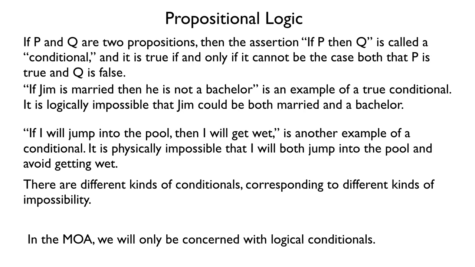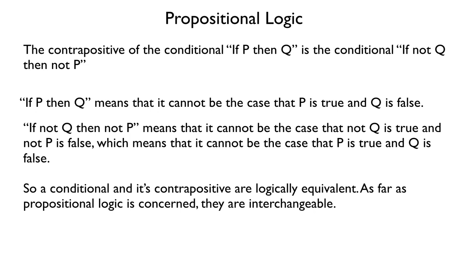Now, the contrapositive of the conditional if P then Q is the conditional if not Q then not P. Notice that we reverse the order of the P and the Q and we put nots in front of both of them. If P then Q means that it cannot be the case that P is true and Q is false. If not Q then not P means that it cannot be the case that not Q is true and not P is false. But that means the same thing as saying it cannot be the case that P is true and Q is false. So a conditional and its contrapositive are logically equivalent. As far as propositional logic is concerned, they are interchangeable.